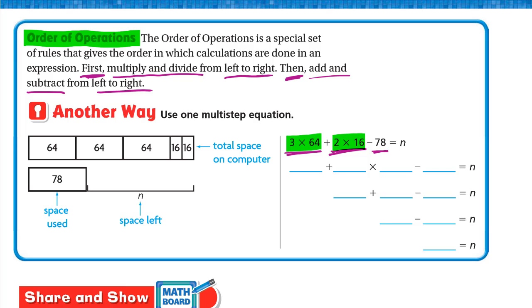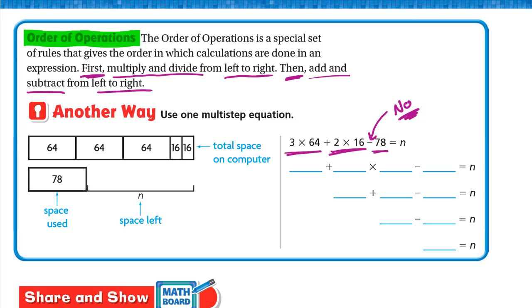So it won't add the 64 plus 2. No, it won't. If it has multiplication or division, it will do it first, if they are in the same problem. So we'll do it like this. We have here multiplication and subtraction in the same problem, so we can't subtract until we finish the multiplication or division. Here we have multiplication, so we have to do 3 times 64 first. We do it from left to right.